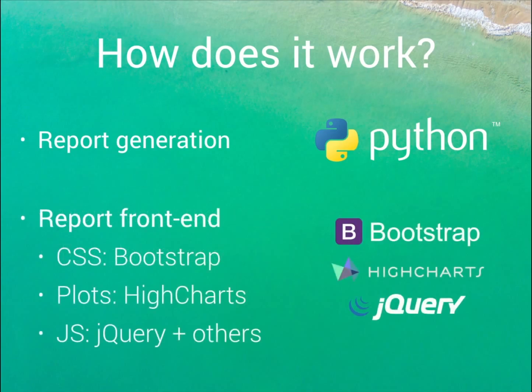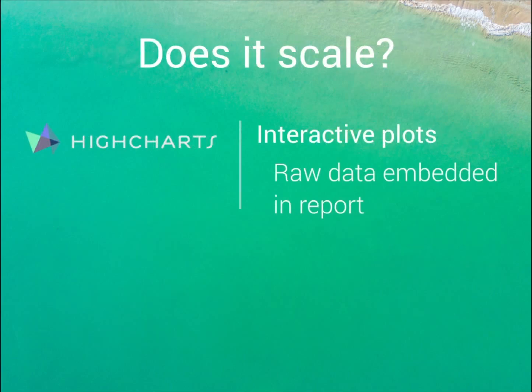On the front end, within the report, the CSS is handled by Bootstrap as an underlying framework. All of the dynamic plots are generated using Highcharts, and there's quite a lot of custom JavaScript, which is usually built with jQuery and a few other plugins. Highcharts gives interactive plots, so the raw data from MultiQC is embedded in the report in JSON format, and it's then plotted in the HTML.